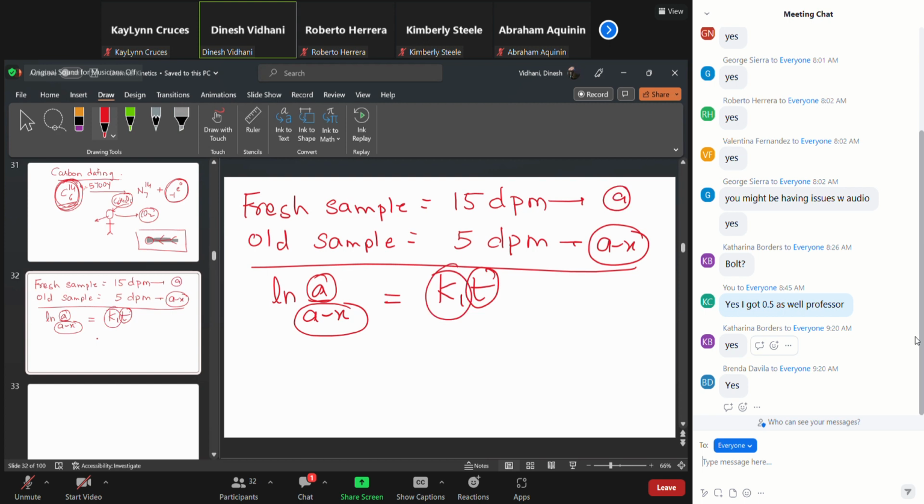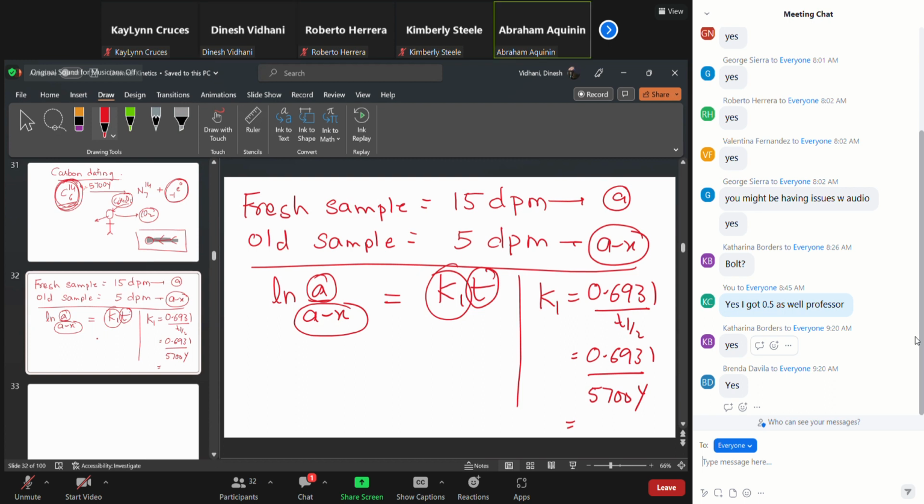K is missing. How do I find K? Well, K depends on the half-life. Are we given the half-life? Yes. That's going to be 0.6931 divided by 5700 years. Can you find me K over here? Professor, is that an equation for half-life? Yeah, we are using that equation.